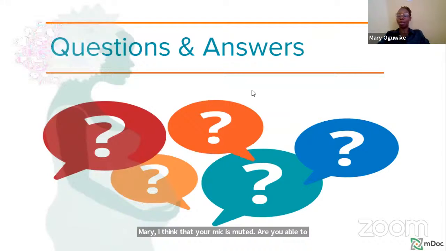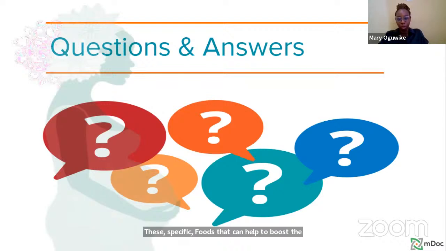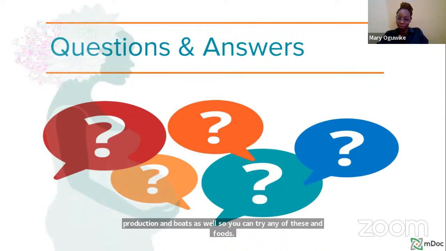Yes, so there are specific foods that can actually help to boost the breast milk. For example, pap. I'm sure the person that asked this question knows pap. Pap is one food that can help boost breast milk production, and also fenugreek and oats. So you can try any of these foods and see which one works for you.